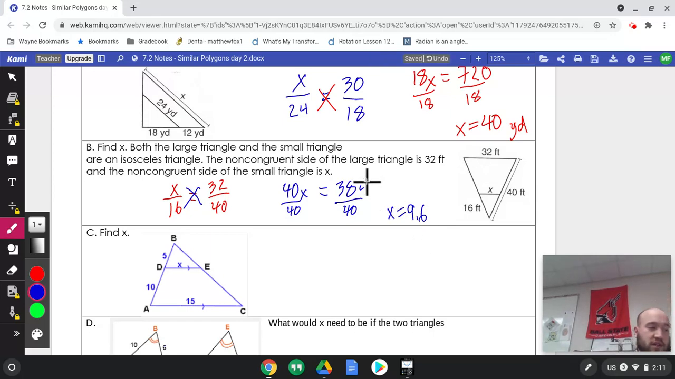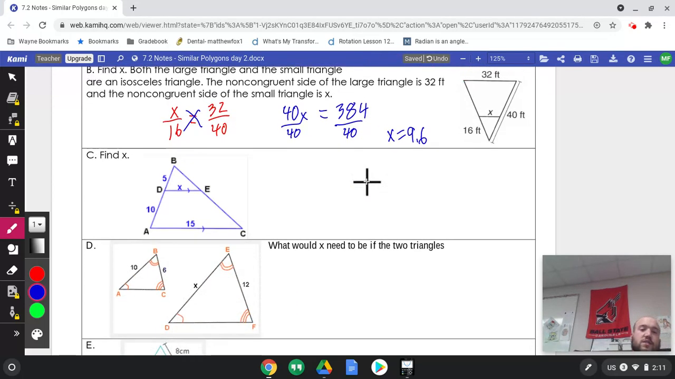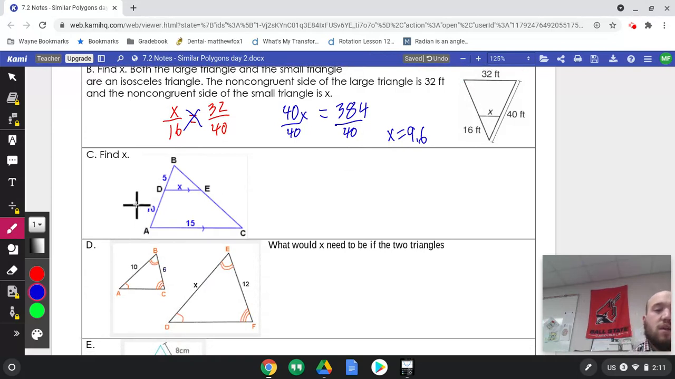All right, our next example. Here it is already set up for us. These marks, these parallel sides, allow us to know that these two triangles are going to be similar, because both these two angles would have to match up with these two.